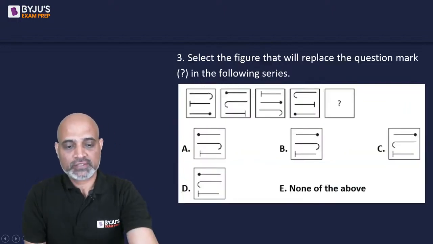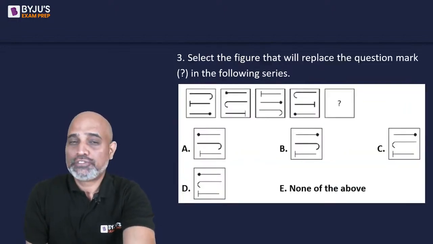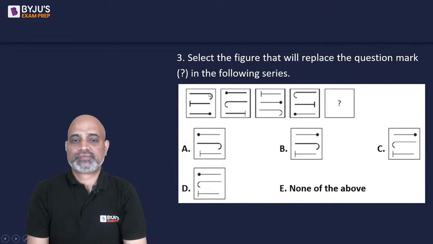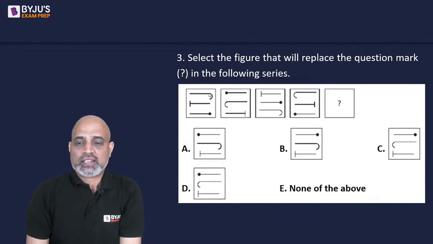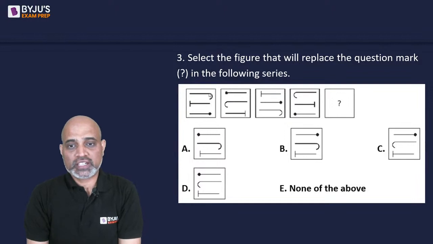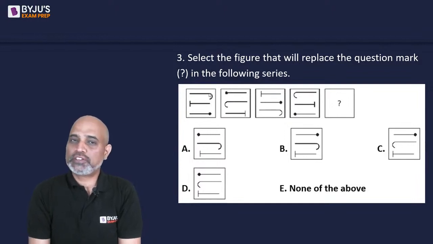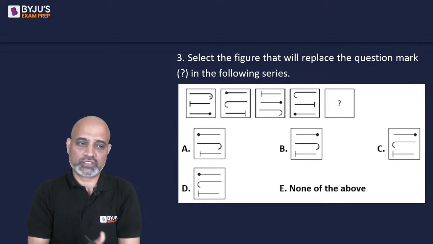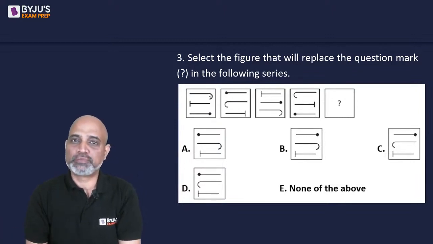Okay, next one. Looks like the handle of an umbrella, J's. Select the figure that will replace the question mark in the following series. When we have more than 4 figures and the 5th figure is asked, it's relatively easier to find because we have so many figures to find out the pattern, right?